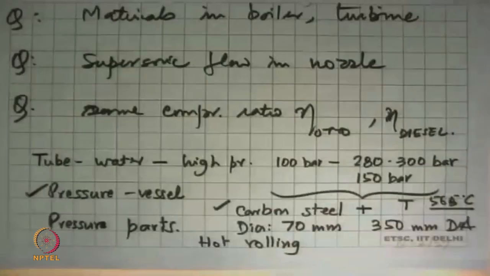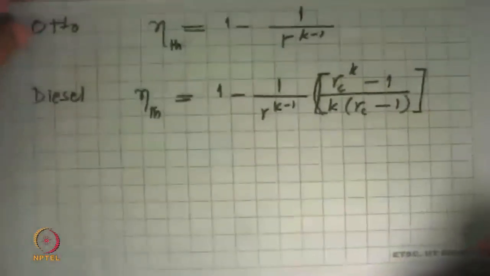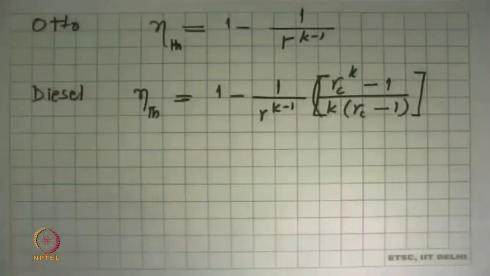The third question was about the compression ratio of an Otto cycle and a diesel cycle. Okay, so let's take up that. Detailed analysis of the cycles I will just describe in a few minutes, but I will not go into the detailed arithmetic of it. It is there everywhere in the books and on the web. You can see the full detailed derivation. What I have done here is just displayed the final formula.